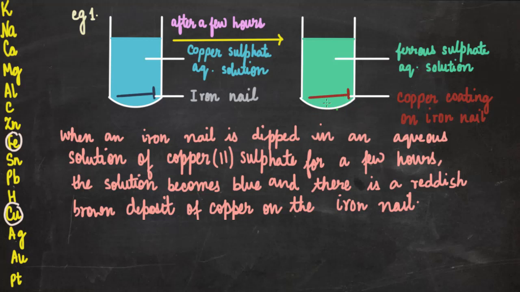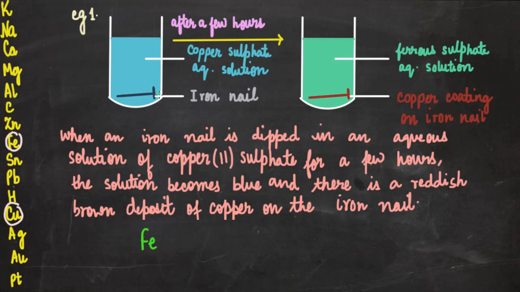So why is this reaction taking place? This reaction is taking place because iron comes higher in the reactivity series. It is more reactive as compared to copper. So it simply knocks off copper from copper sulfate solution. Let me show you with the reaction.